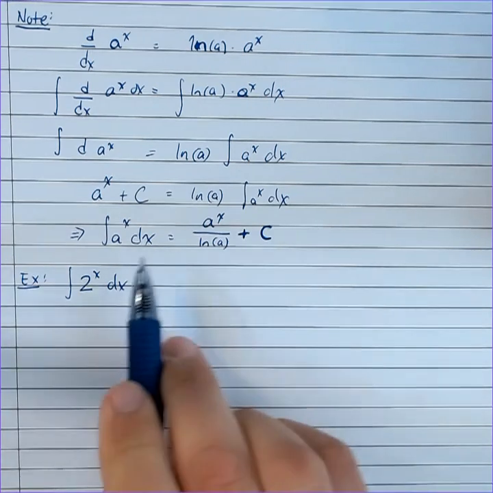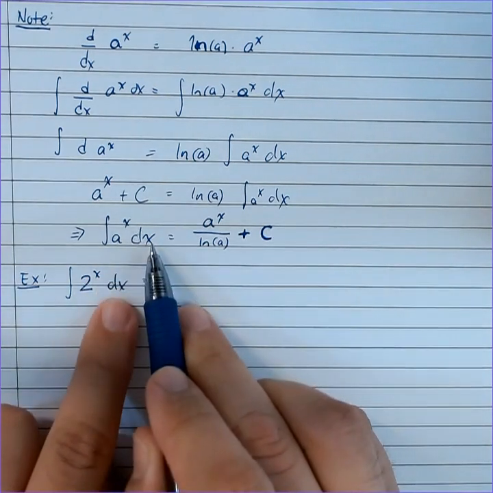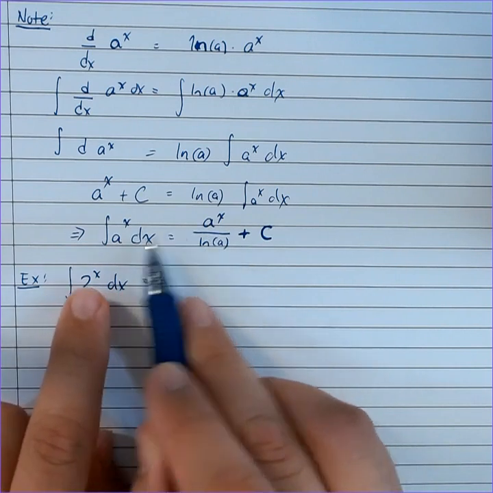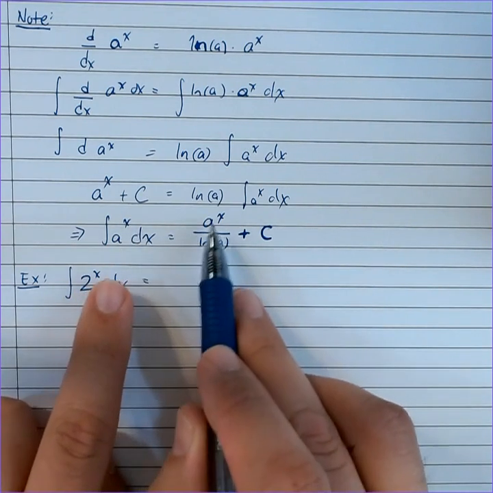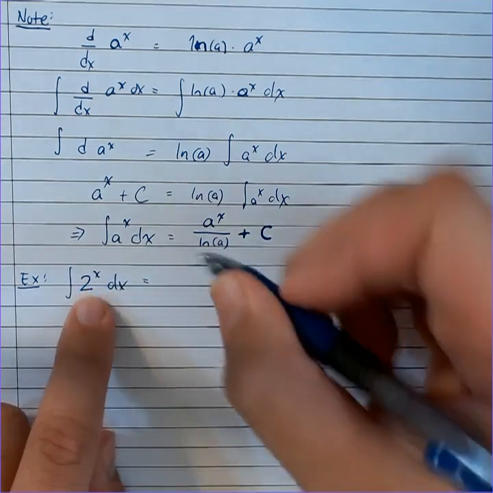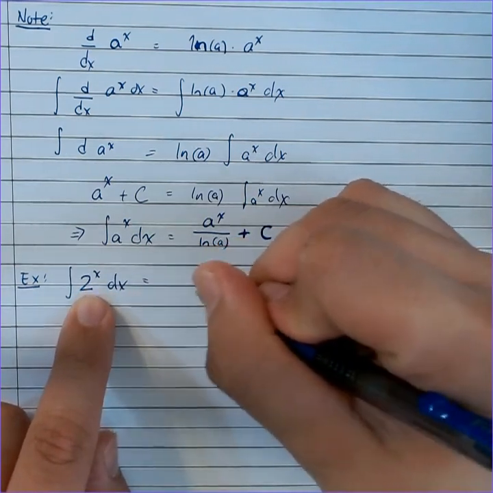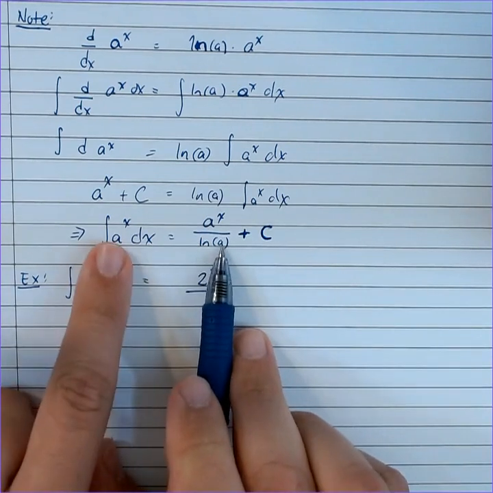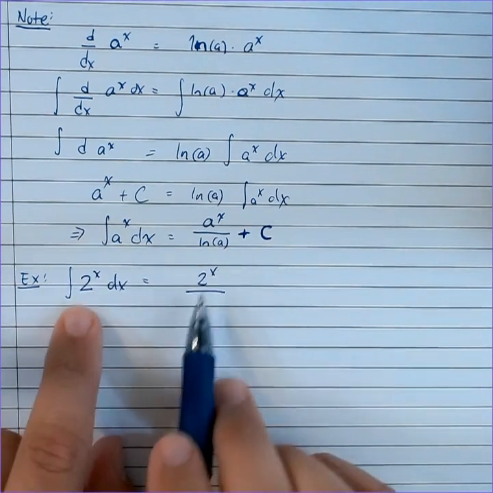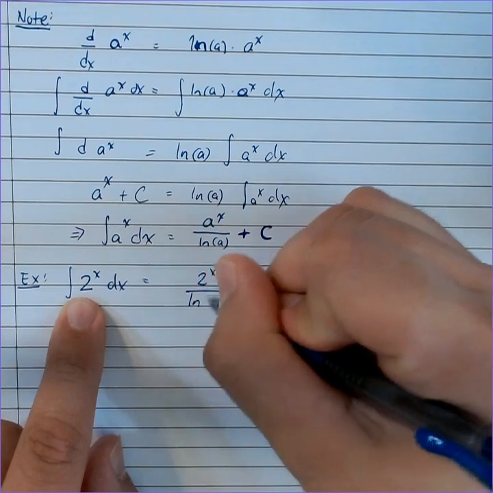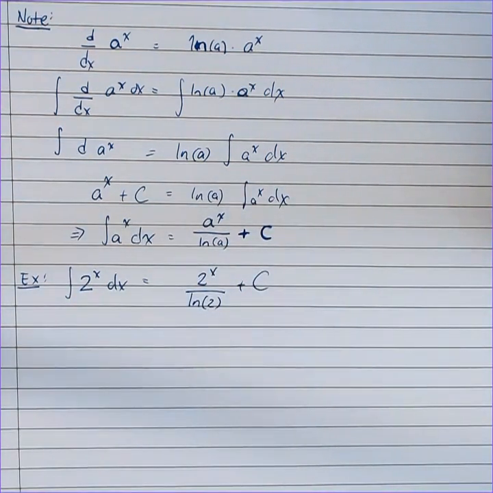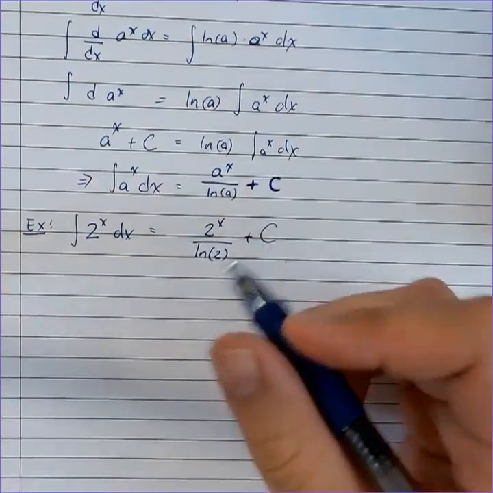From this result, we see that 2 to the power x dx, when we integrate it, gives us the same integrand, 2 to the power x, over the natural log of that value a, or in other words, the natural log of the base, which is just the natural log of 2, plus some constant of integration. Note that substitution and the chain rule are still in effect.